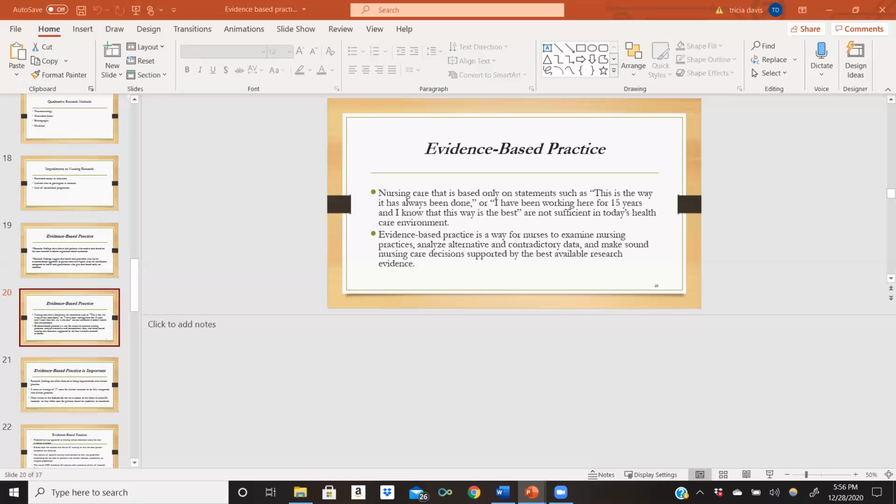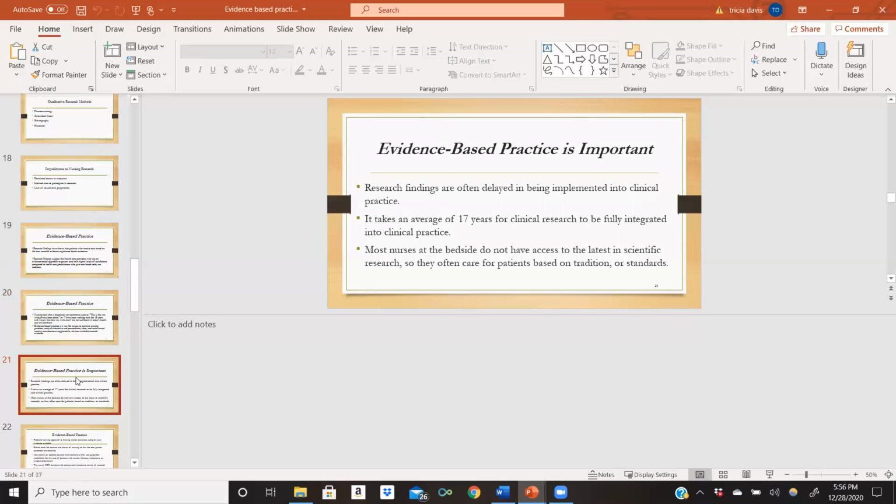And then evidence-based practice is a way for nurses to examine nursing practices, to analyze alternative and contradictory data, and to be able to make sound nursing decisions that are supported by the best available research evidence. Research findings are often delayed in being implemented into clinical setting. It takes an average of 17 years for clinical research to be fully integrated into clinical practice. So that's a long time.